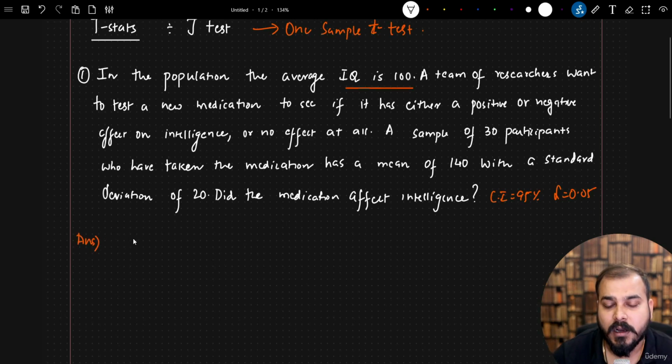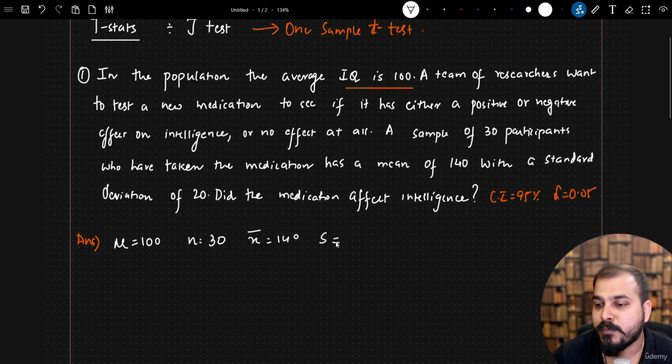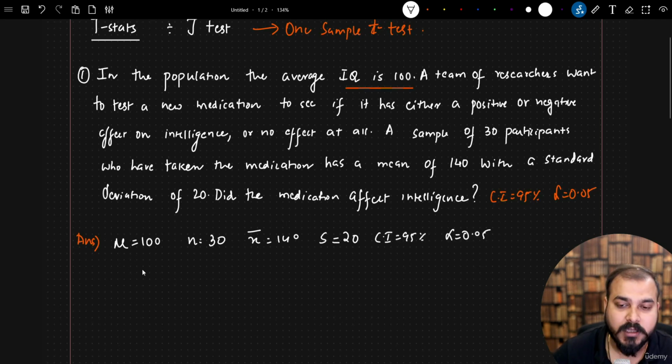First step is always to write all the parameters that you have. Mu is equal to 100, the average IQ. Population standard deviation is not given, right? If population standard deviation is not given, you have to use t-test. A sample of 30 participants is there, so n is equal to 30. X bar is 140 and small s, the sample standard deviation, is 20. And we know our confidence interval is 95% and my alpha value is 0.05. So all this information is there.